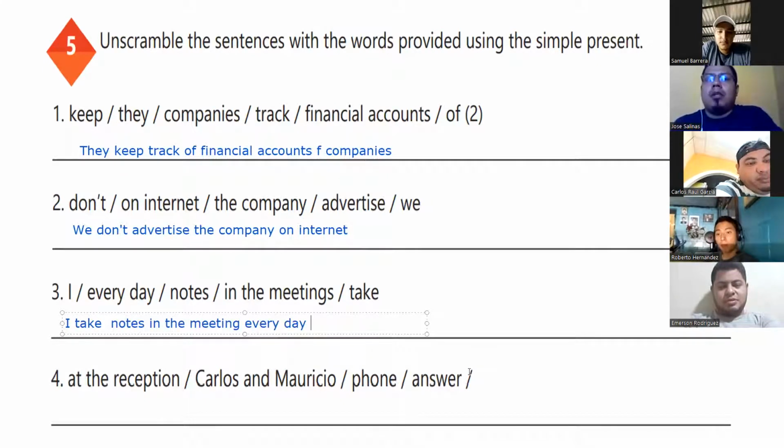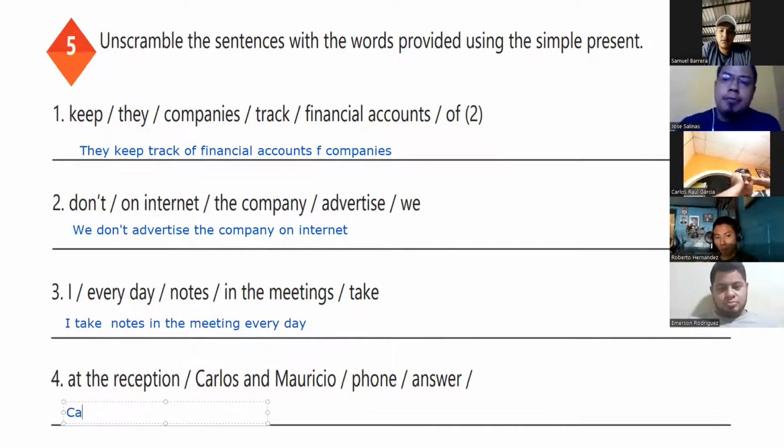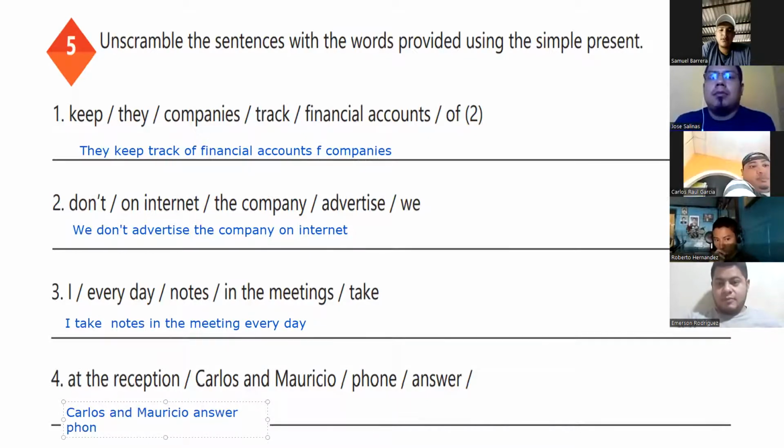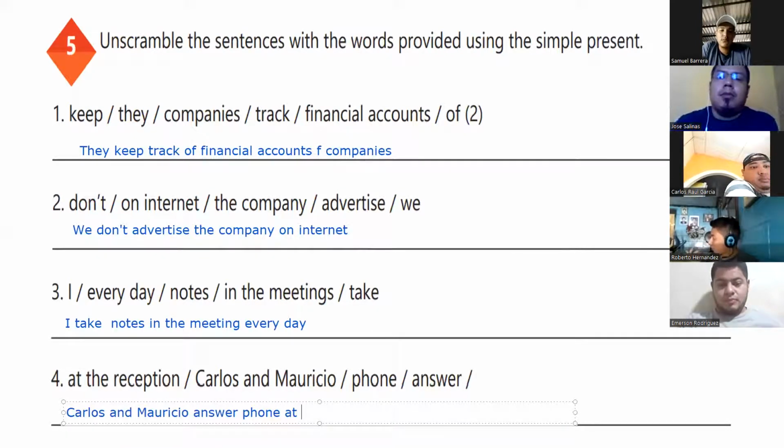Next one. At the reception, Carlos and Mauricio phone answer. Carlos and Mauricio, yes, are the subject. At the reception. After the subject, we need the verb, right? Answer phone. Okay, answer phone. At the reception.